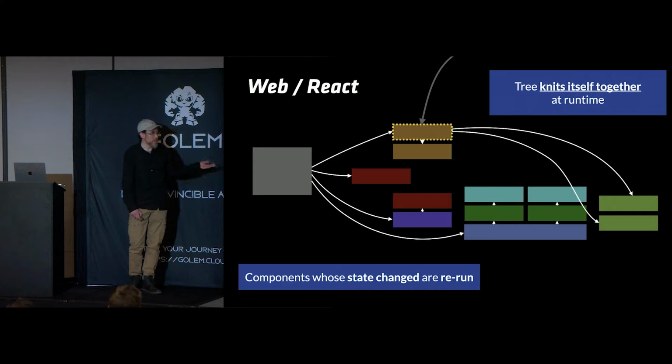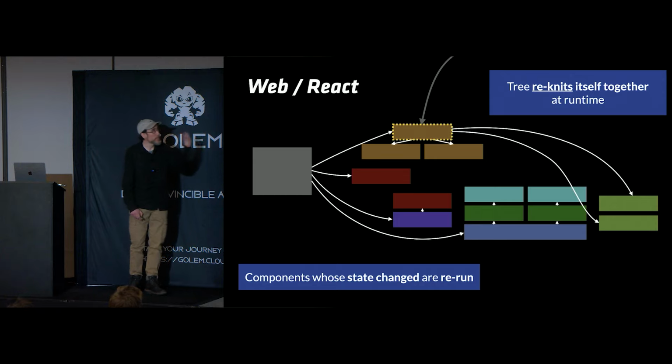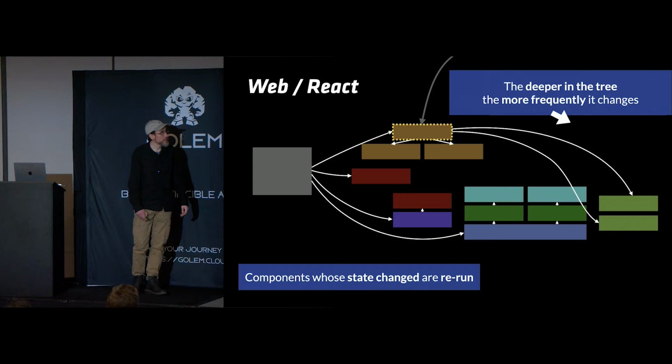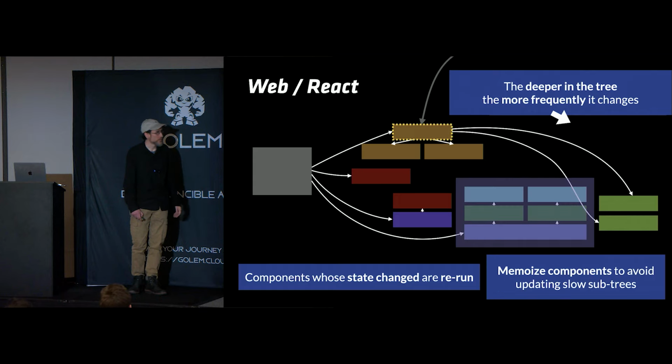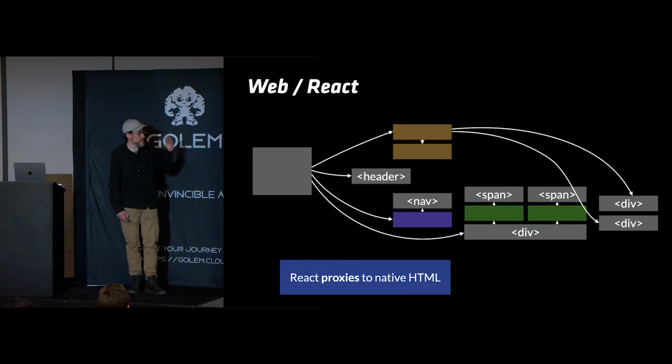Components are stateful, and when their state is changed, they are rerun, and they can return new children, and the tree will re-knit itself together at runtime. And the deeper in the tree, generally, the more frequently it changes. So what you can do is you memoize components to avoid updating slow subtrees as a remedy if it's too slow. Now, React is used to drive HTML, and how it does this is it kind of proxies.